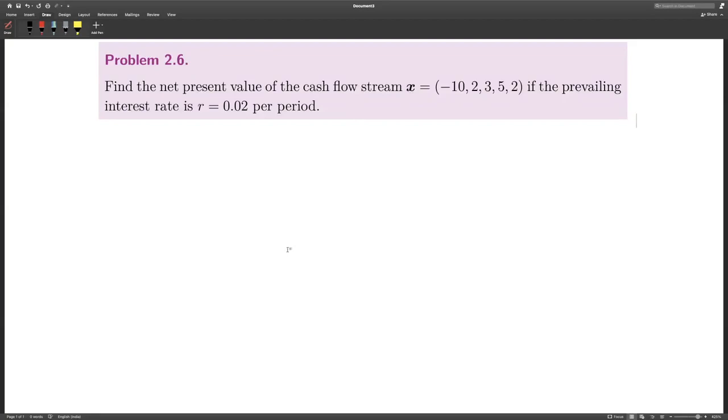The next question is to find the net present value of the cash flow stream given by minus 10, 2, 3, 5, and 2 if the prevailing interest rate is 2% per period. Okay, so here there are two things that you have to note. One is you are asked to find the net present value of the cash flow, and second thing is you are given the interest rate per period. So why are we asked to find the net present value, and what is the extra that we have to do in order to get the net present value?